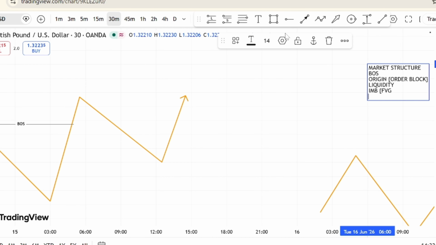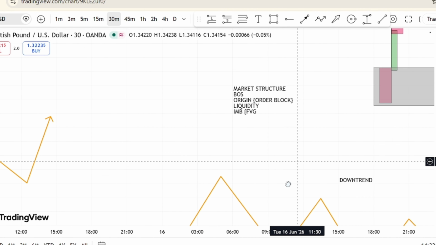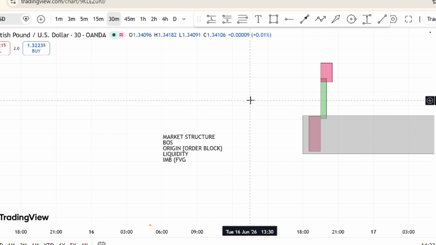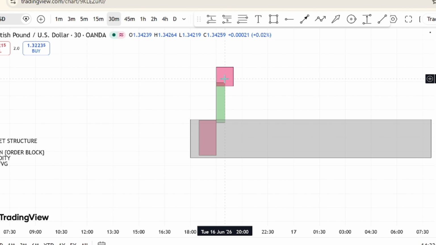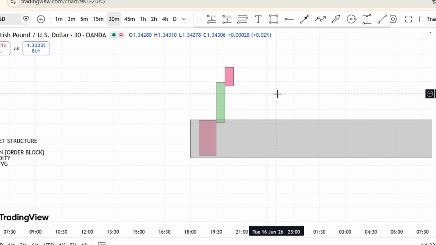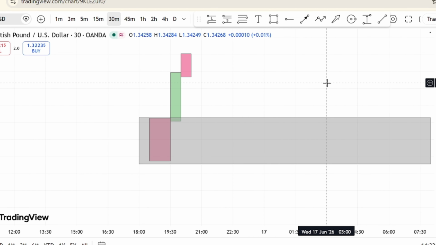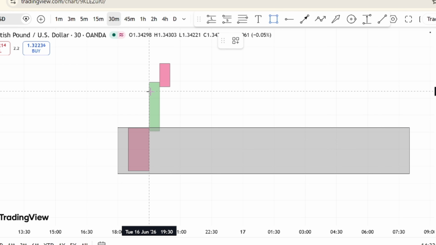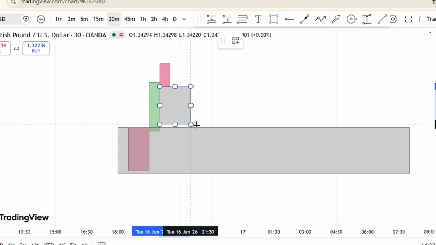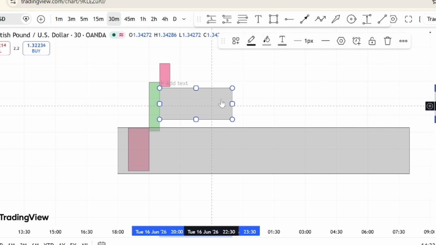Now for an order block to be valid, it must have a fair value gap. A fair value gap is the gap between the previous candle and the first candle, like you can see here. Now this one, a fair value gap is this gap here next to the order block. Let me change the color.